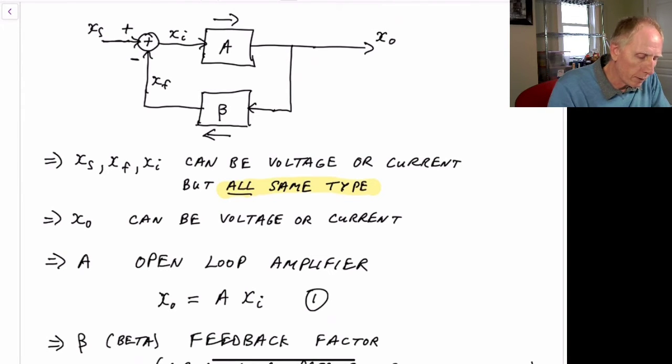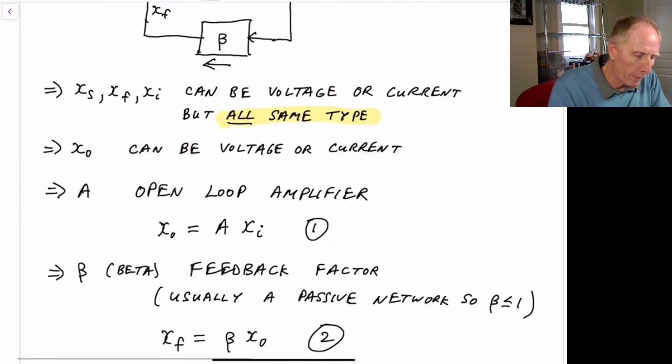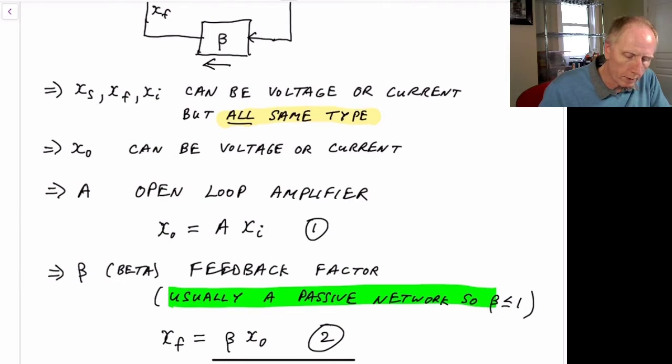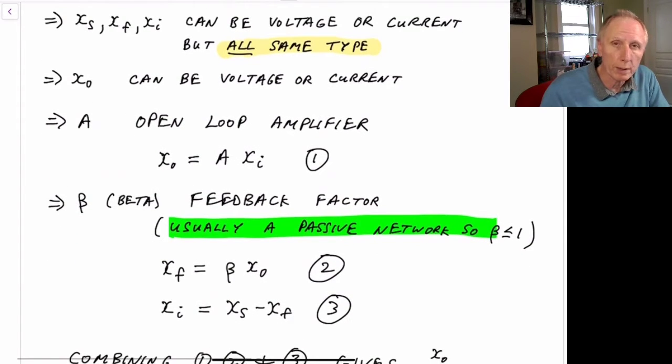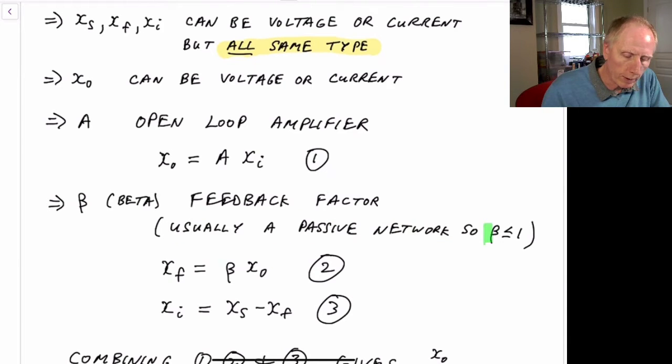Beta, which is our feedback portion of the circuit, we call by the Greek letter beta. And that will usually be a passive network. So in most feedback circuits, beta is passive. That's not always the case. In some cases, it will be an active circuit. But for the introductory portion of this, we'll assume it's passive. And since it's a passive circuit, we can assume that beta will be less than 1. So we'll have no gain in the feedback portion.